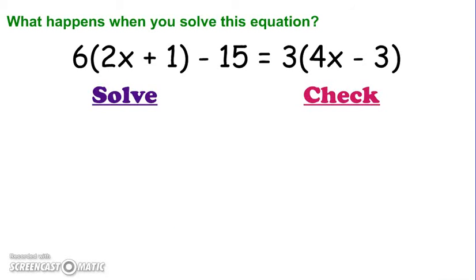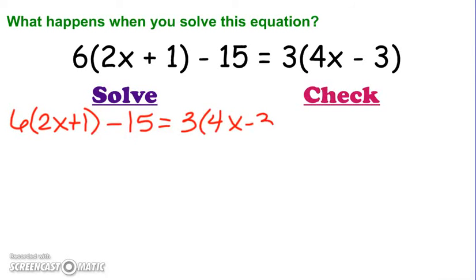Last example. What happens when you solve this equation? Well, again, first step when solving equations with variables on both sides is to distribute. So we're going to go ahead and distribute. 6 times (2x plus 1) minus 15 equals 3 times (4x minus 3).